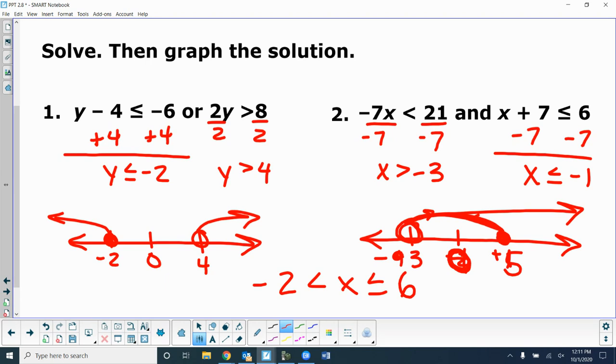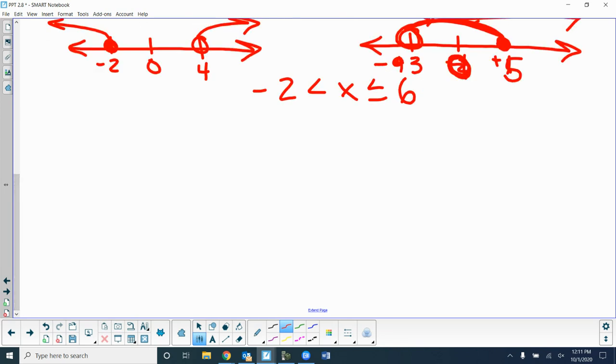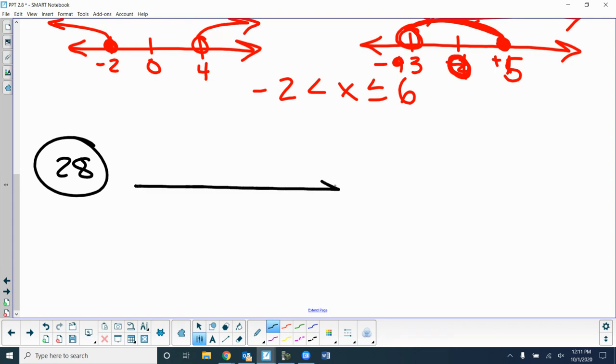Any questions up to 15? Okay. I want to look at 28 and 30 because some people weren't quite sure what to do there. So there's a picture of an inequality on the graph. So we're supposed to write the inequalities. So we had a solid dot at -5 going to the left, and we had an open circle at 3 going to the right.